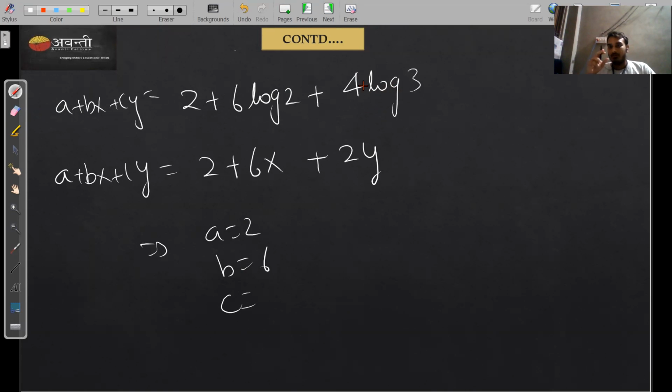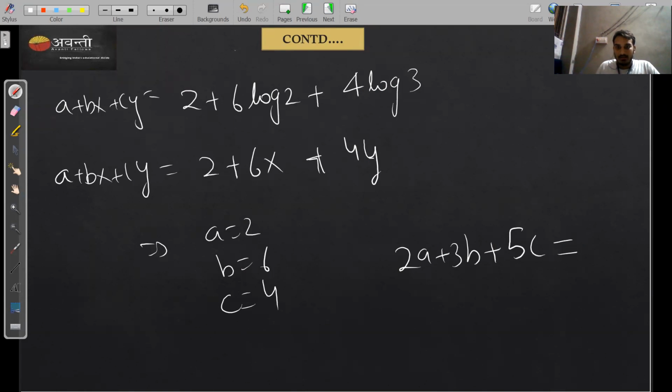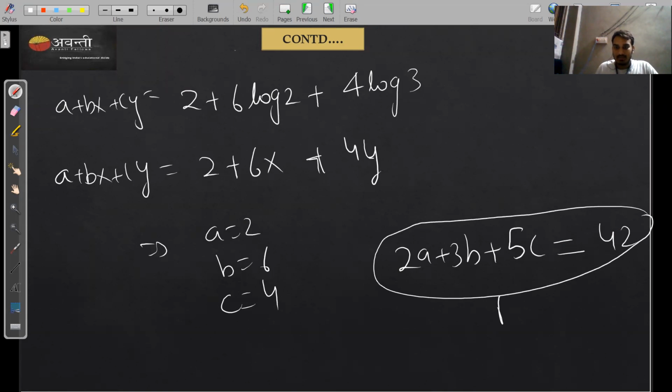So it was 2 times log 9. 9 can be written as 3 squared, so it becomes 4 times log 3. So 4 times y, and c is 4. Yes or no? Then 2a plus 3b plus 5c. Find it. You will get 42. So that's the answer.